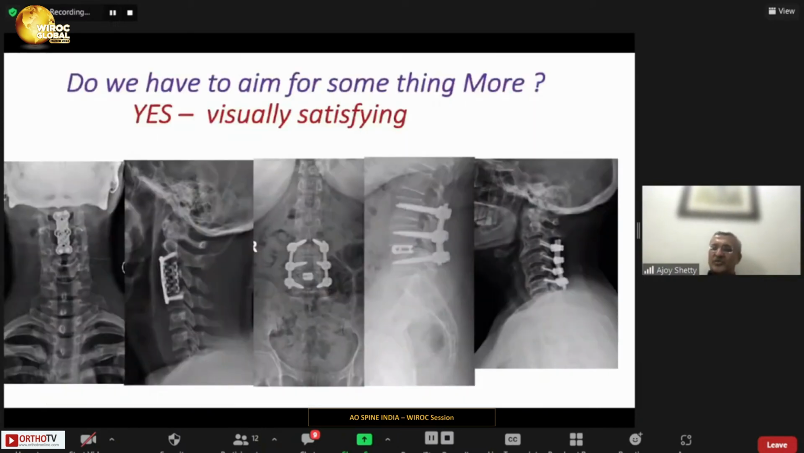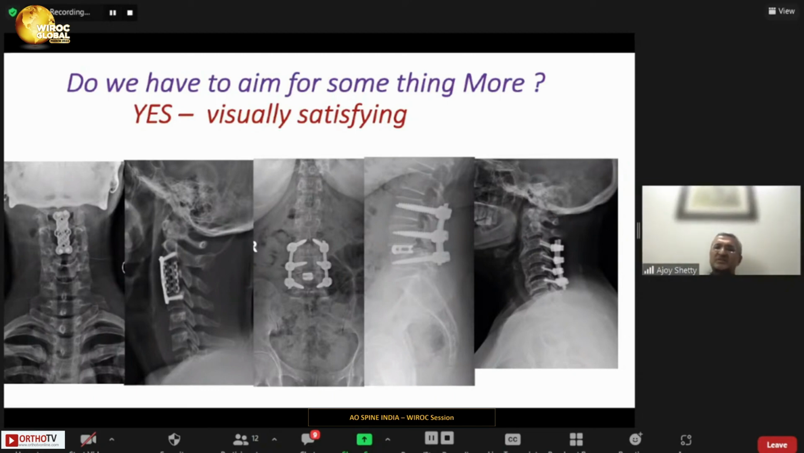Therefore, at the end of your fixation, I would say that it's important for a surgeon to aim to get a visually satisfying image. And if you are satisfied visually, you can be rest assured that your patient also is visually satisfied when he looks at the image. He feels that you have done a good job of fixation. And as we are all aware in spine, the patient's satisfaction is one of the most important aspects which can go towards success in the long term.